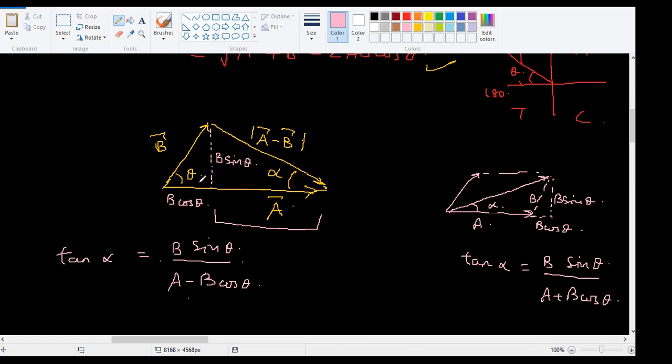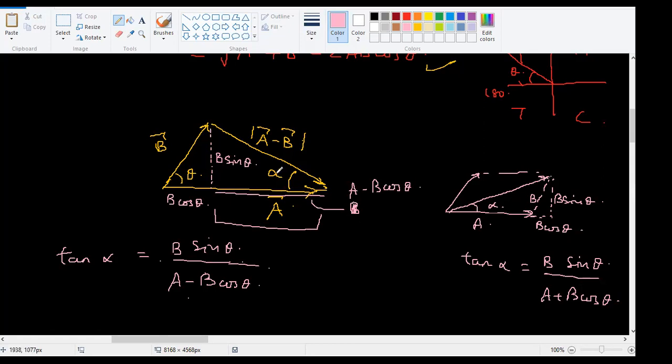Here, if you see the diagram, everyone following this? I want only this length. If I want only this length, it's nothing but A minus B cos theta. Anybody not following? So my suggestion is when you study vector addition and vector subtraction side by side, it will make a lot of sense. You will understand why you are getting a minus here.